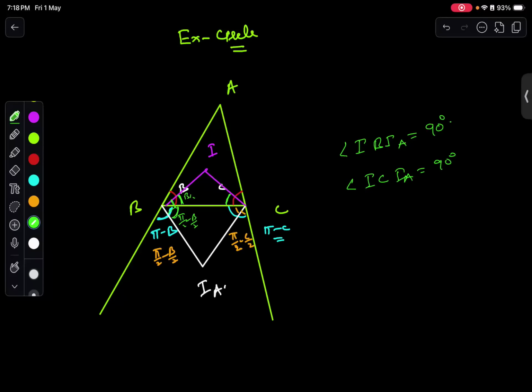So these two angles are very important for geometry purposes. If these two are 90 degrees, obviously a lot of things we can do, because this I I_A is the diameter, and we can draw the circle passing through B and C.